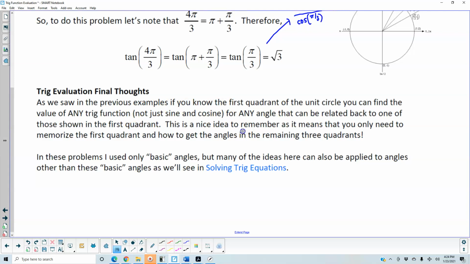This is a nice idea to remember, as it means that you only need to memorize the first quadrant and how to get the angles in the remaining 3 quadrants. In these problems, I used only basic angles, but many of the ideas here can also be applied to angles other than these basic angles, as we'll see in solving trig equations.